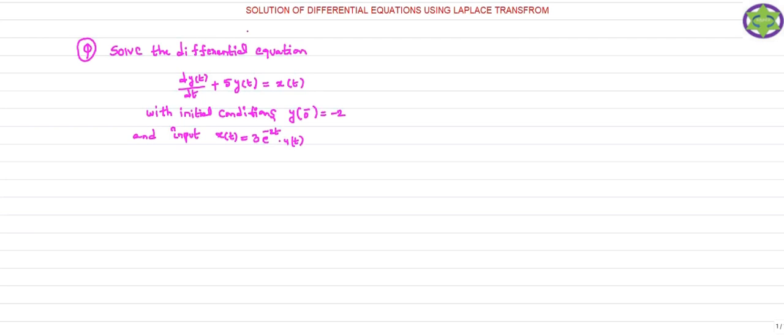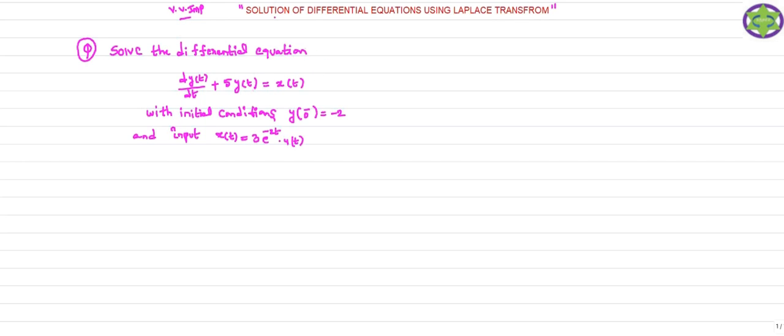So in this class we are going to discuss a very important concept, which is the solution of differential equations using the Laplace transform. This topic is very important from the examination point of view.